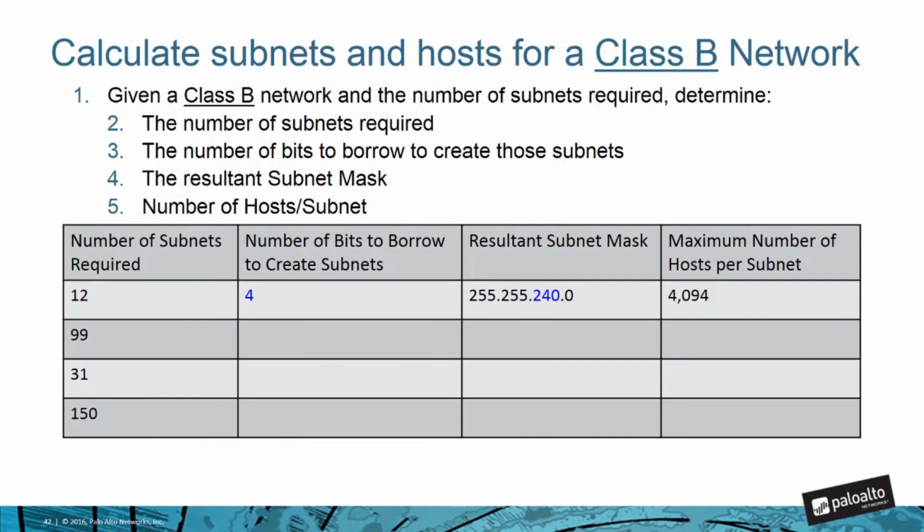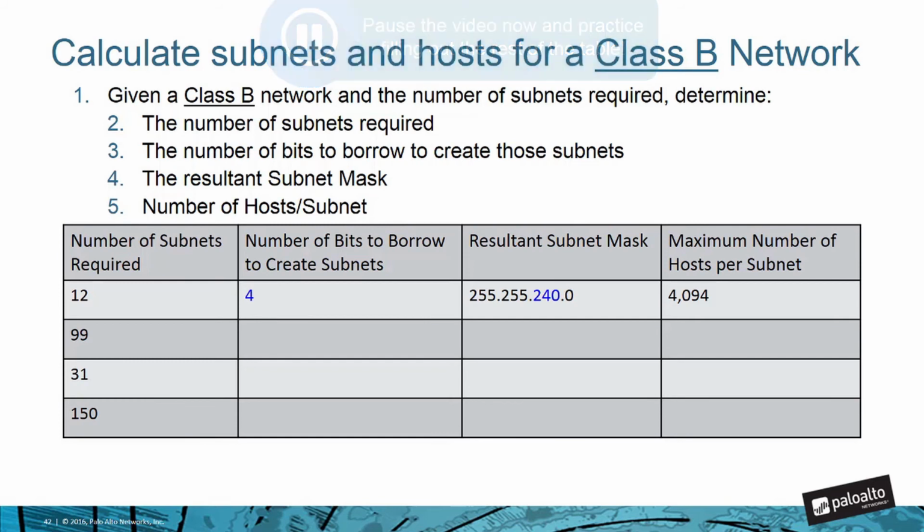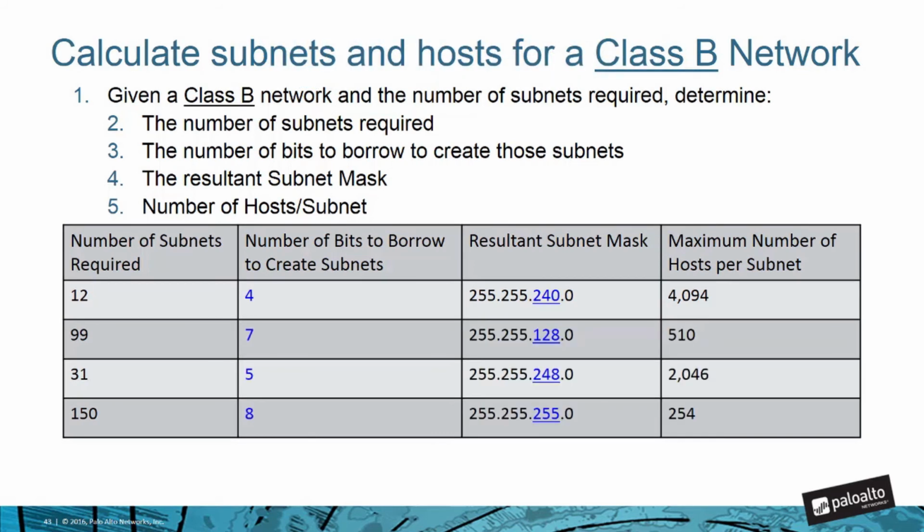And mathematically, if you go from the right to the left and double in binary 12 times, you will get 4,094 combinations. Now, take a moment and go ahead and fill out the rest of the table. All right, is this what you got? This is what you should have gotten.